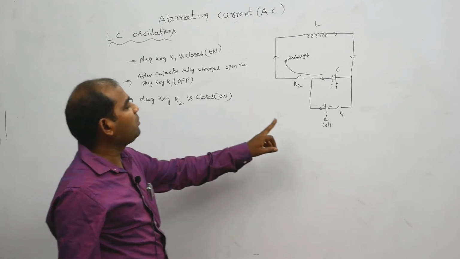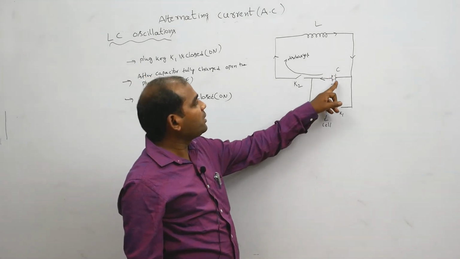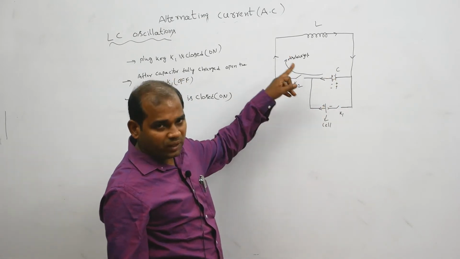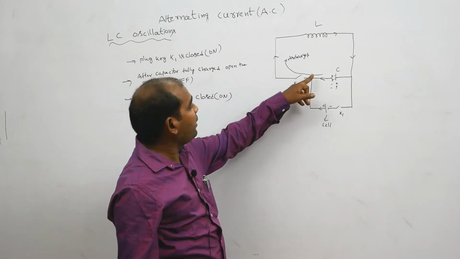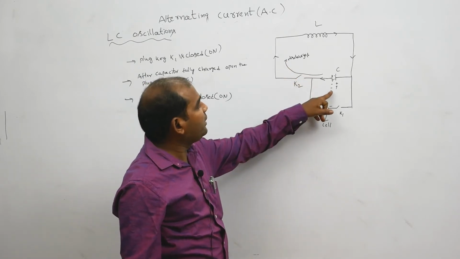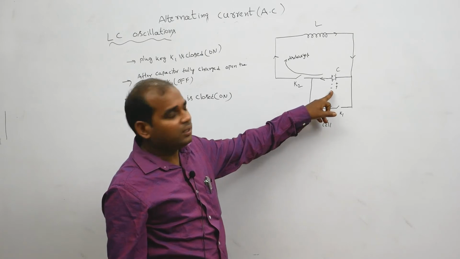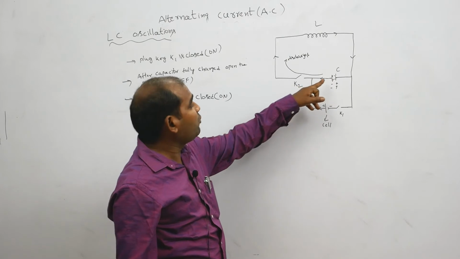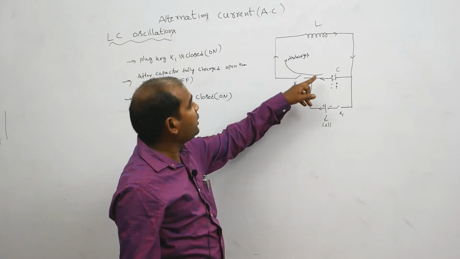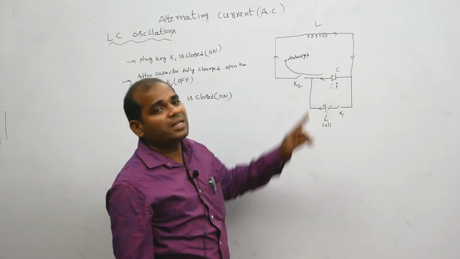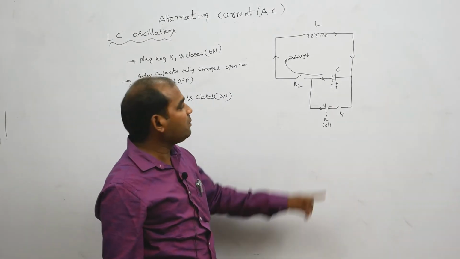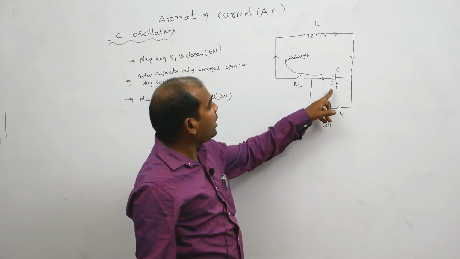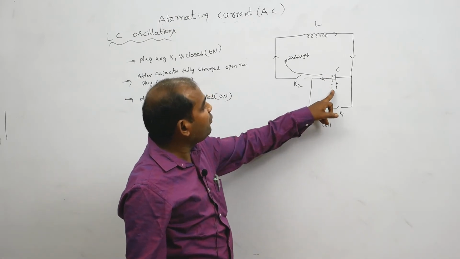We need to remember: when the capacitor is getting discharged, what is the direction of current? In the same direction the current flows while it is charging, but the opposite polarities are maintained. After it is completely charged, in the second case, the current flows in the opposite direction.